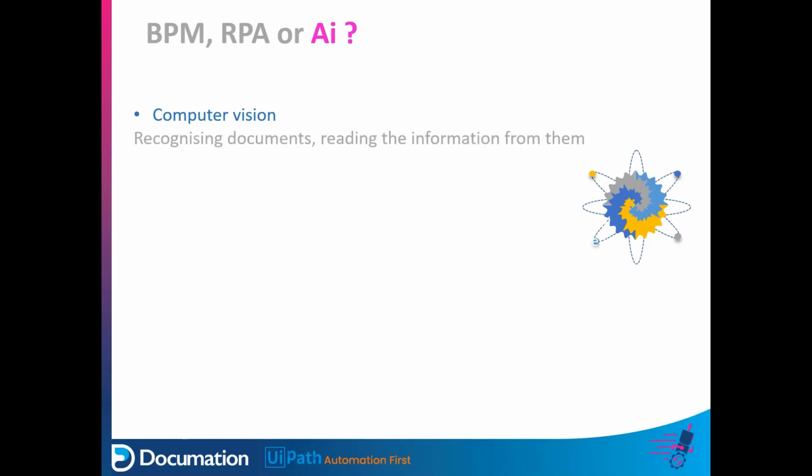First of all, computer vision. So that's the ability to recognize documents using software and read the information from them. Next, natural language processing. And that's understanding the meaning of information. So using artificial intelligence to understand the semantics and the meaning of information that we gather using software.